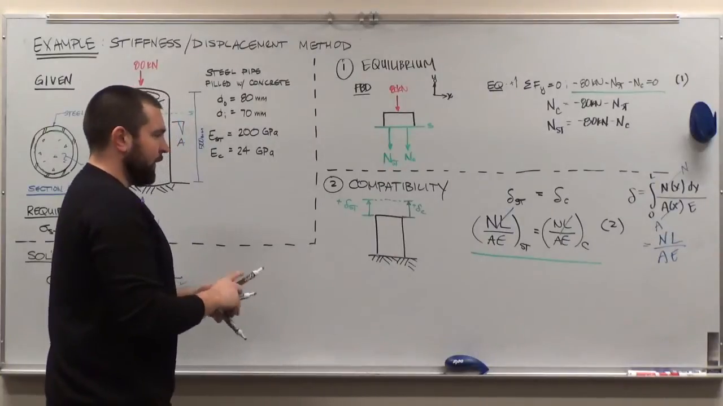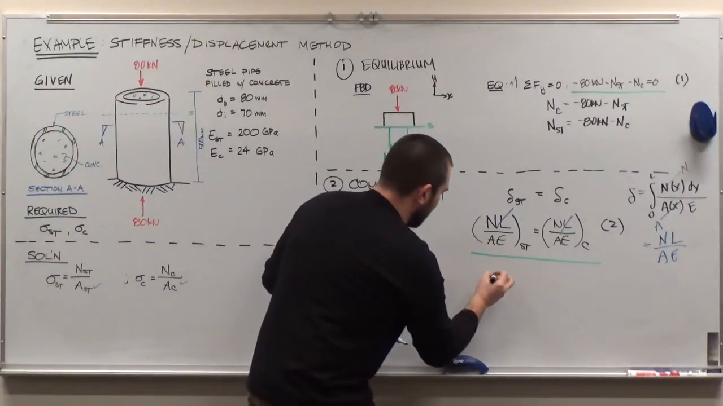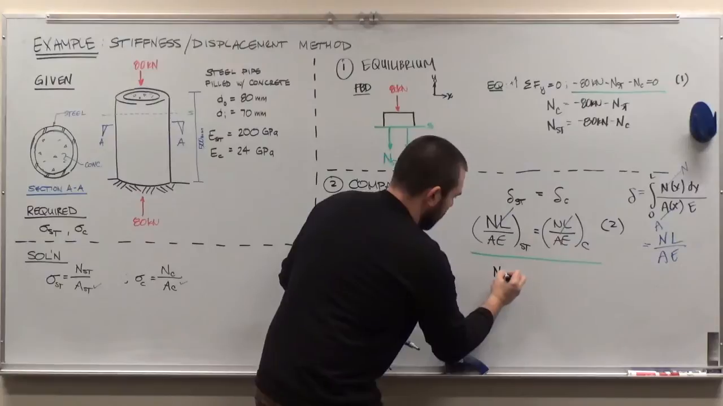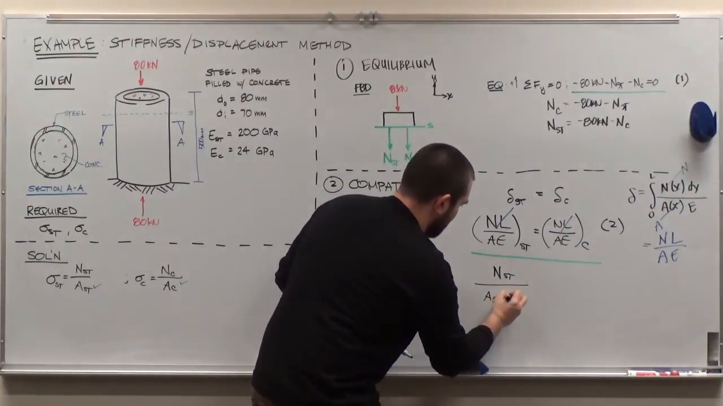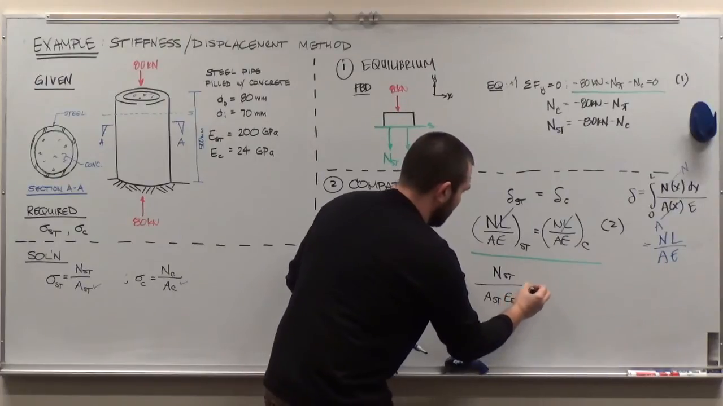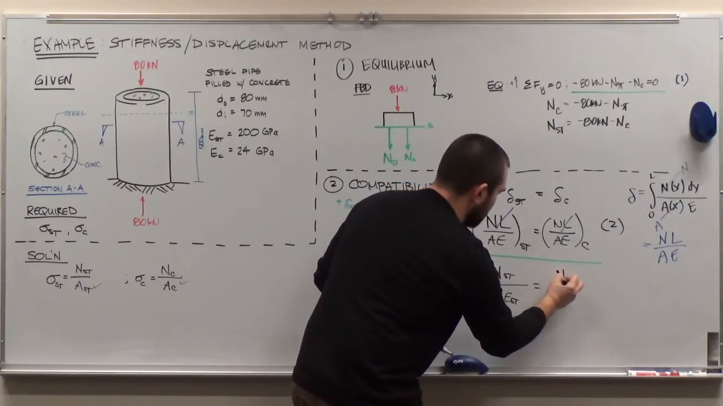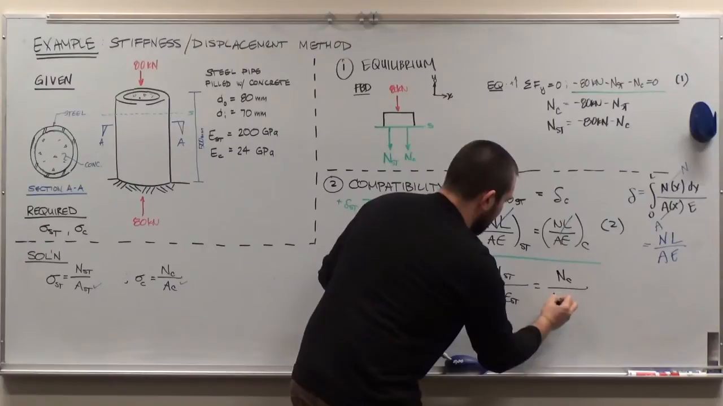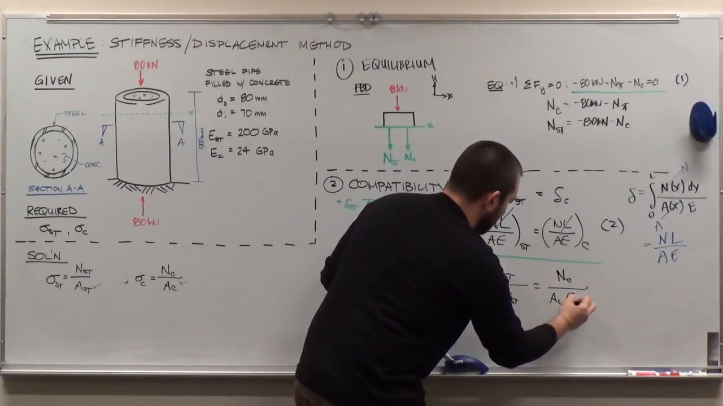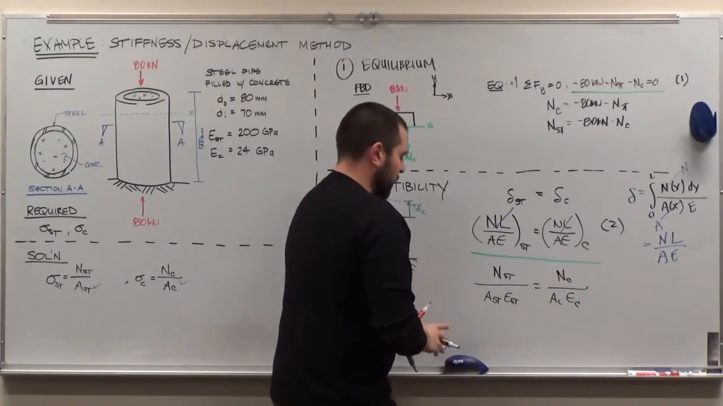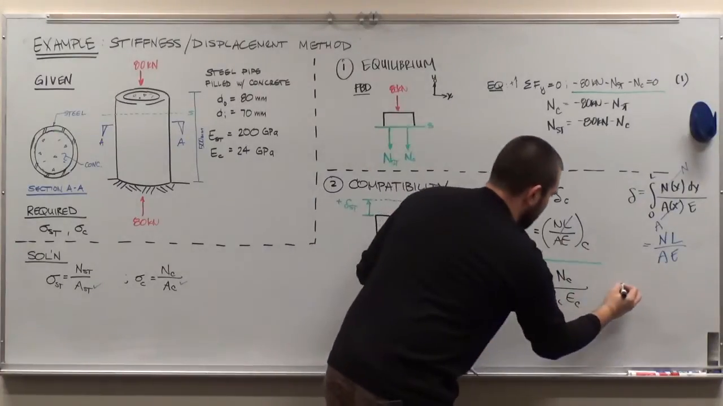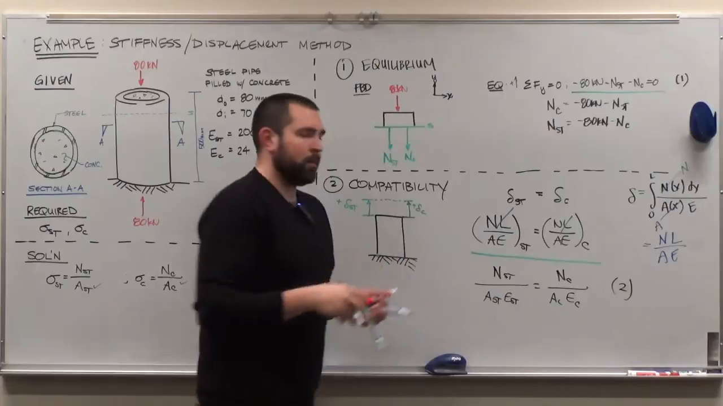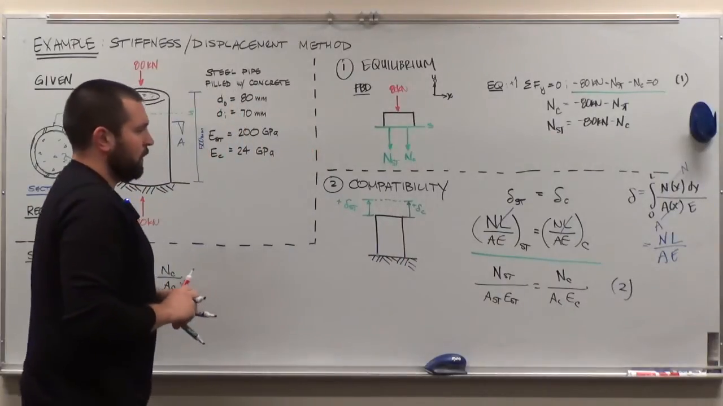So I could simplify this a little bit more if I wanted to, and I could say that the normal force in the steel divided by the area of the steel times the modulus of elasticity of the steel is equal to the normal force in the concrete divided by the area of the concrete times the modulus of elasticity of the concrete. All right, so maybe this is a better equation number 2 because we drop out the L. Just saves a little bit of work.